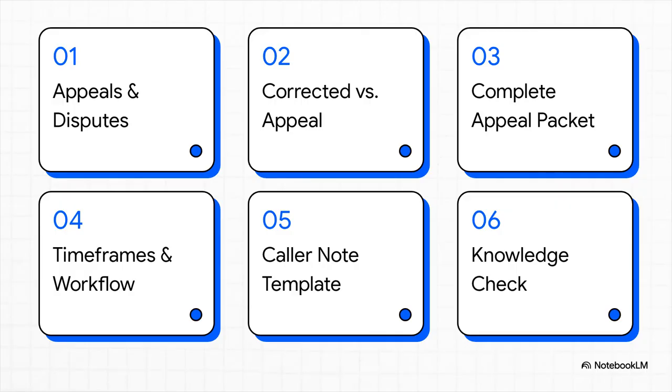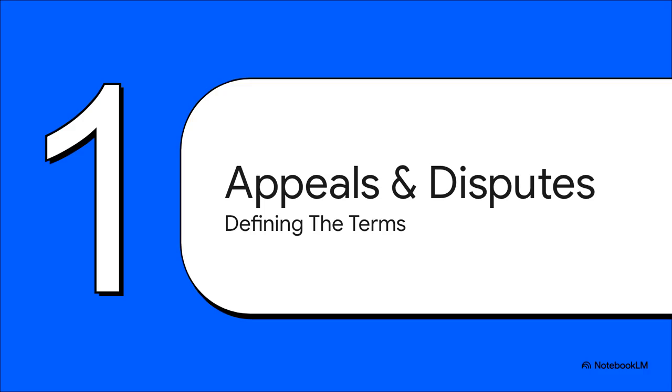All right, here's our agenda for today. We've got appeals and disputes defined, corrected claim versus appeal, anatomy of a complete appeal packet, appeal timeframes and workflow tracking, our standard caller note template, and we'll wrap up with a quick knowledge check. Okay, let's dive right into Section 1, Appeals and Disputes Defined.